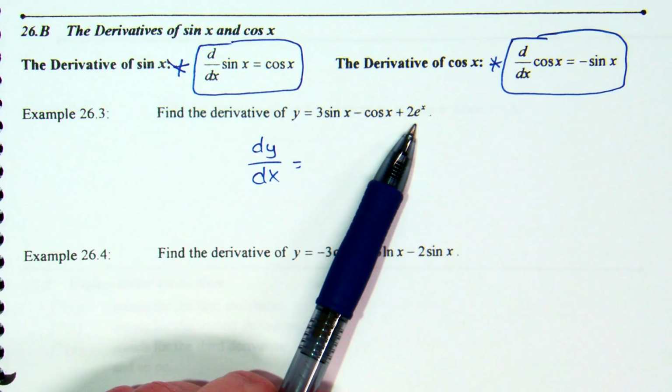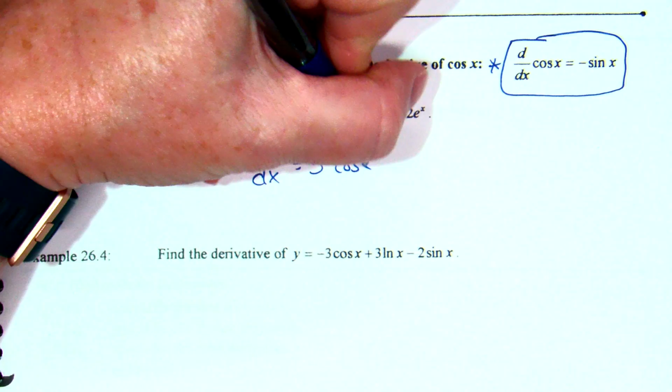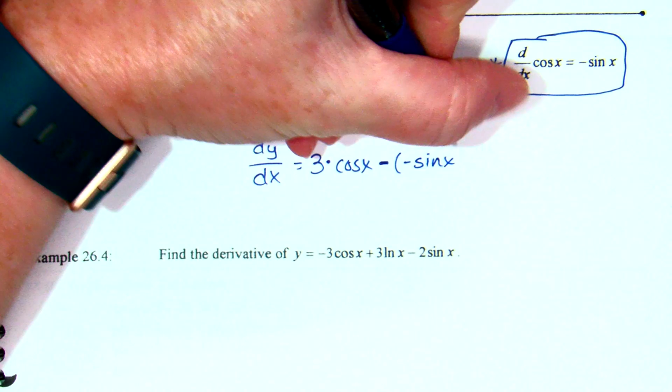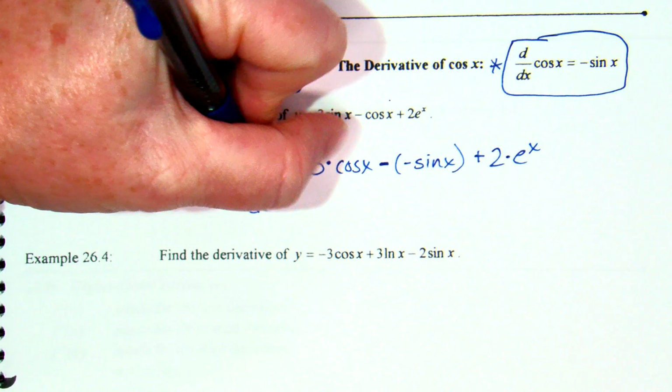Okay, so 3 sine x. Officially, the 3 stays 3. And what's the derivative of sine x? Cosine x. Minus, what's the derivative of cosine x? Negative sine x. So I will clean that up to be plus sine x in my next term. Plus 2 times what's the derivative of e to the x? Stays the same, e to the x.